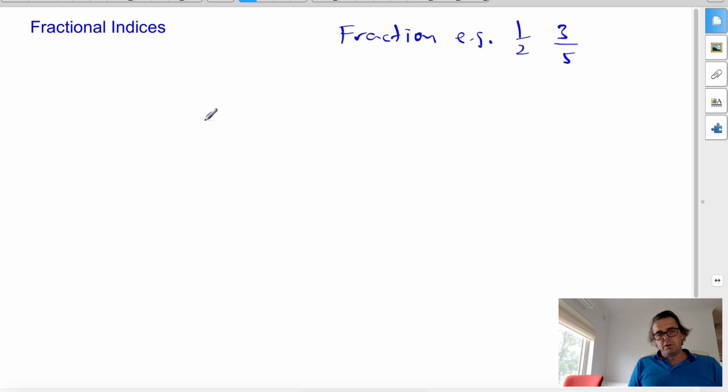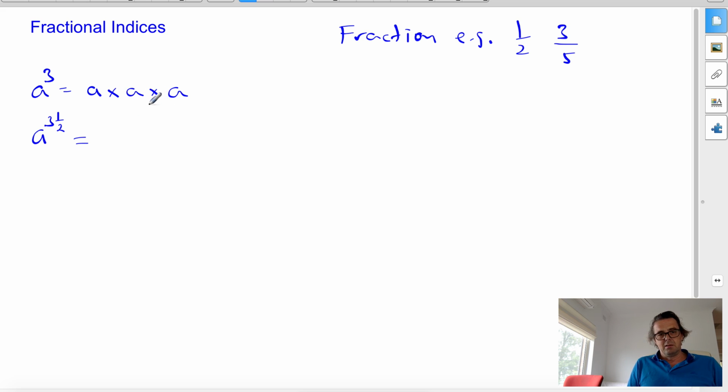Now you have been told, and it is true, that if you have a cubed, that would be a times a times a. And it's true, but it also is sort of a trick, because this is not really what it means. You see, there is going to be a problem if you have, for instance, a to the power 3.5. What happens?